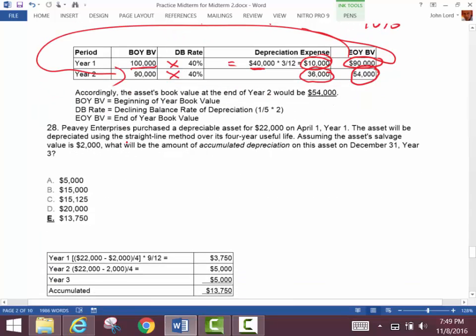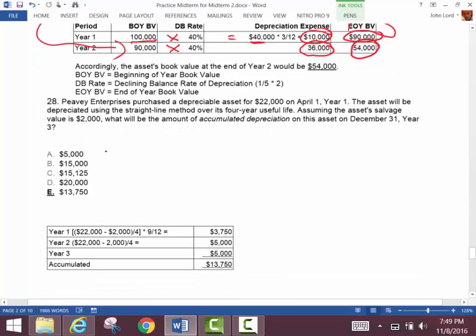PV purchased a depreciable asset for $22,000 on April 1st. The asset will be depreciated using straight line over its 4-year useful life. Assume the asset salvage value is $2,000. What should I do for the depreciation? And now they want me to give them the accumulated depreciation at the end of year 3. So I got to do a little record keeping here, don't I?